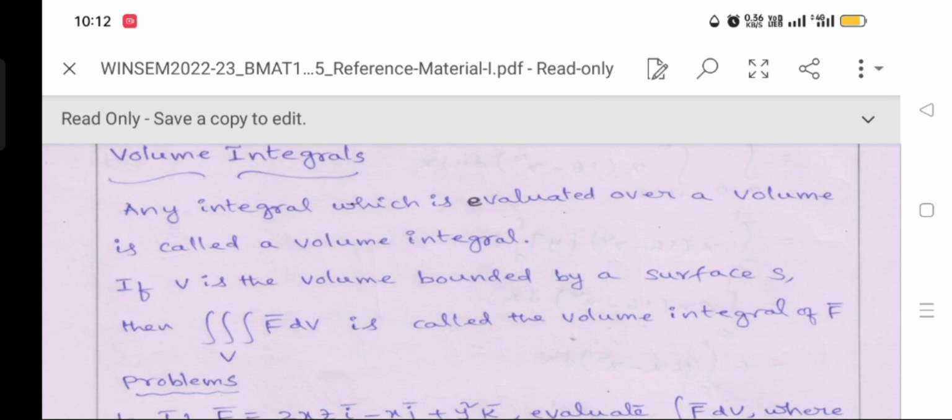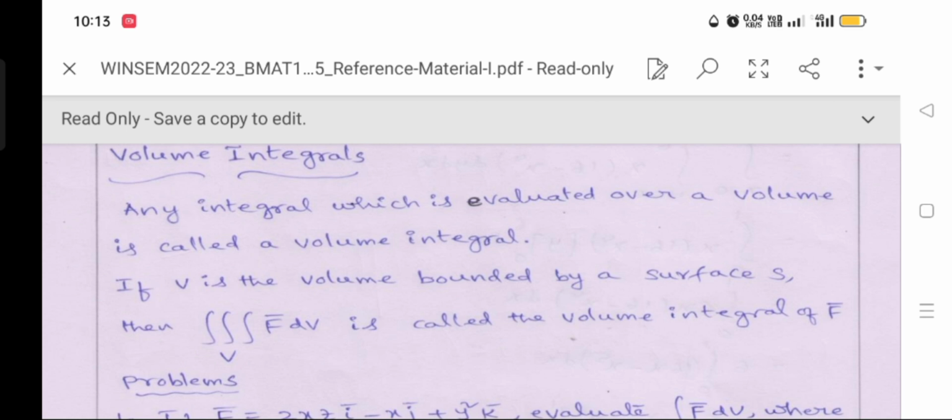Okay, volume integrals: any integral which is evaluated over a volume. Now I sent 3 videos, please watch them, then you will understand very easily. They bring the pictures to your mind. For that purpose only I have sent those videos, to enrich your knowledge of line, surface and volume integrals. That will not come for the exam, but it will be useful to you, otherwise it will be difficult for you.